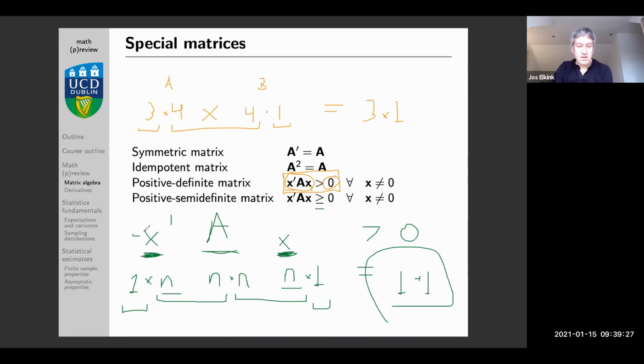Yeah? This x prime x is a sum of squares. So you remember that from earlier slides. So x prime x is a sum of squares, and squares are always positive, right? So this is not going to generate any negative numbers. This x prime x part is always positive. So it will only be negative if there are negative numbers in A.